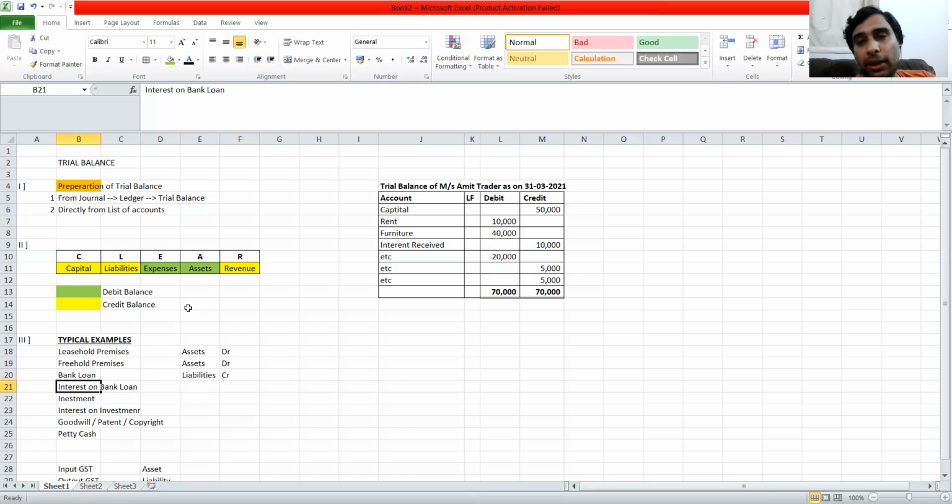Interest on bank loan is an expense. So if it is an expense, it will be a debit balance. Investments. Investments are what? Investments are money which you have given somebody or in a particular investment, like an FD is an investment. Shares you may purchase, those are an investment. You can purchase bonds. Different asset classes are there in which you can invest your money.